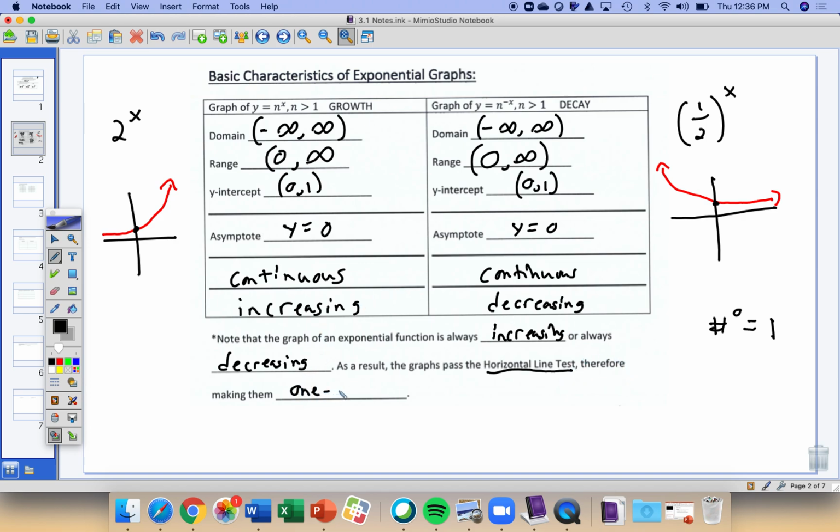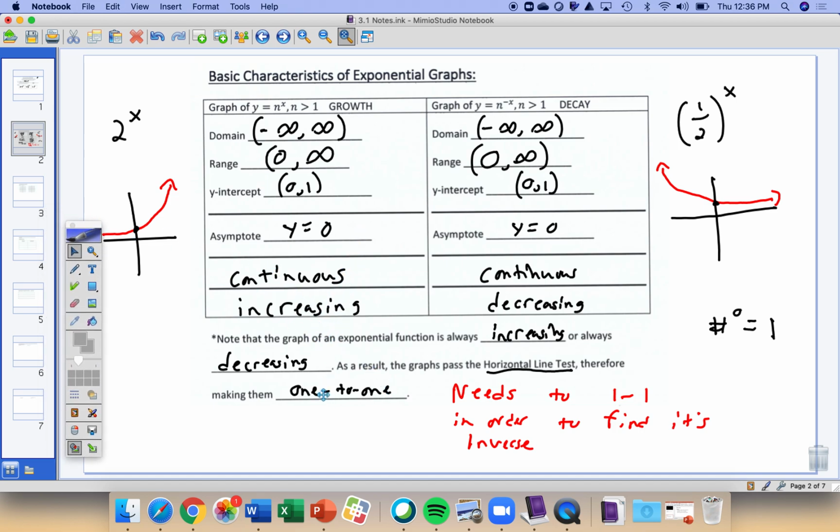And it's very important that a function is 1 to 1, because if a function is 1 to 1, then we can find its inverse. So a function needs to be 1 to 1 in order to find its inverse. And that'll be important later on as we move forward with this section. Okay, so exponential functions are 1 to 1, so we are going to be able to find their inverses.